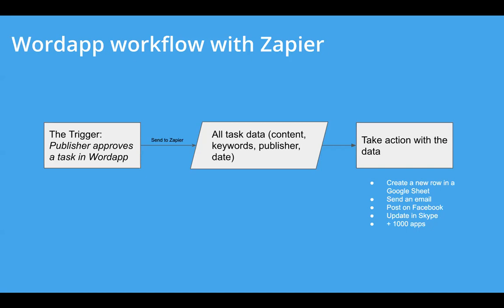Right now, the only trigger you have in Wordapp is a publisher approving a task. Obviously, we can add more triggers there. We can also add actions there. So if you have any great ideas for that or special requests, please do reach out and we'll see how we can help. All of this is open source, so you can actually make changes yourself there as well.